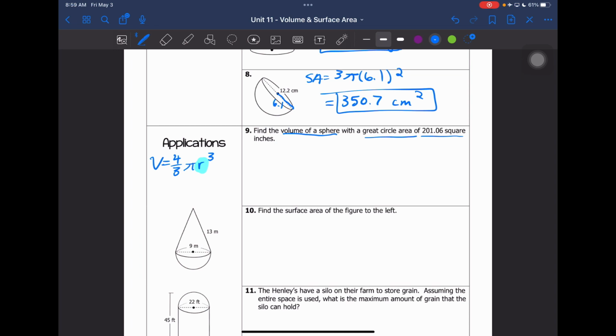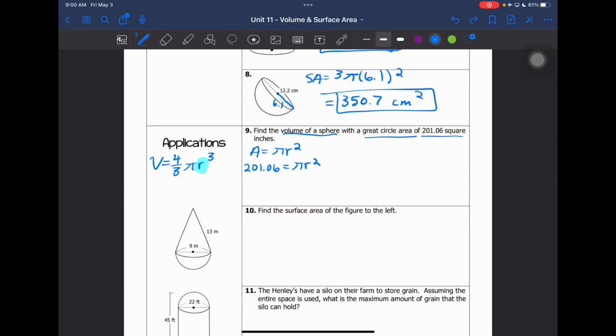Well, if you think about how we find area, the formula for area of a circle is pi r squared. So that means that if we plug in the 201.06 for area and set that equal to pi r squared, now we have an equation that we can solve for r, and that way, whatever we get for r, we can then plug into our volume formula. So the way that we could solve this equation for r is just by trying to get rid of all this stuff that is bothering r.